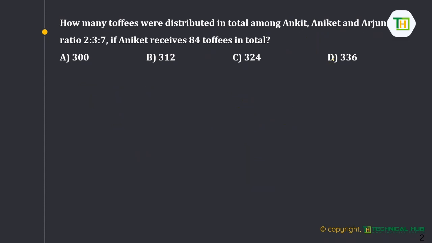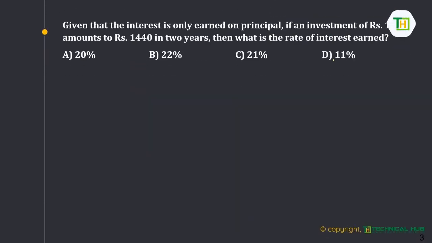So moving to the next question. This question is on the interest topic. So simple interest. Yesterday also I told you, if nothing is mentioned, do that question in simple interest. Given that the interest is only earned on the principal, if an investment of rupees 1000 amounts to rupees 1440 in 2 years. So you invested 1000 rupees, and that becomes 1440 in how many years? 2 years. Then what is being asked? What is the rate of interest earned? So they are asking the R value.